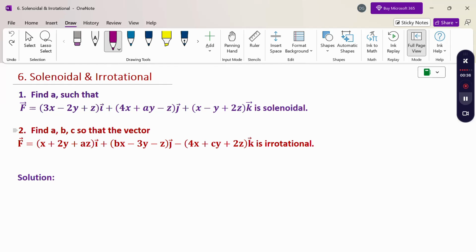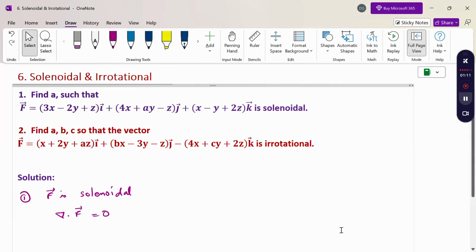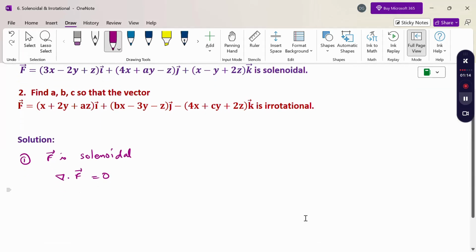So a, b, c constants, so that the f vector equal to (x plus 2y plus az) i vector plus (bx minus 3y minus z) j vector plus (4x plus cy plus 2z) k vector is irrotational. So the problem is f vector irrotational, then find the value of the constants. Now the first one: f vector is solenoidal. F vector is solenoidal is nothing but del dot f vector equal to 0. When the divergence is 0, then it's a solenoidal.